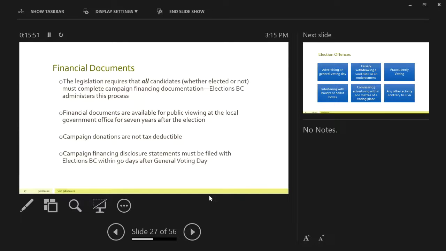So financial documents. The legislation requires that all candidates, whether elected or not, must complete campaign financing documentation. Elections BC administers this process. Financial documents are available for public viewing at the local government office for 7 years after the election.